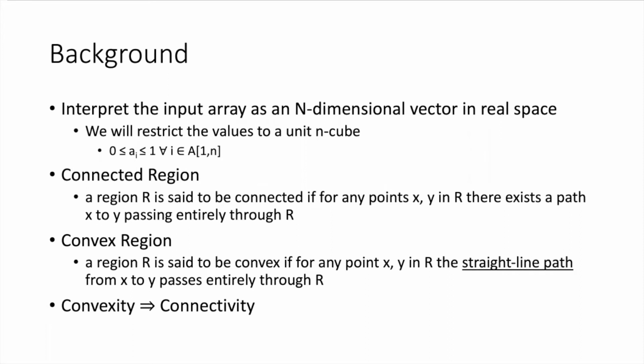We also want to define what a connected region is. The definition of a connected region is that for any 2 points in our region R, there exists a path that passes entirely through R. For a convex region, it's very similar to a connected region, except instead of any path, we restrict it to the straight line path from X to Y that passes entirely through R. So convexity is a much stronger statement to make, because we're restricting how that path can look. And we can say that convexity implies connectivity, just because convexity is a stronger argument than connectivity.